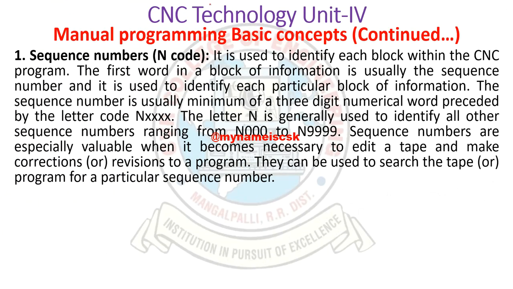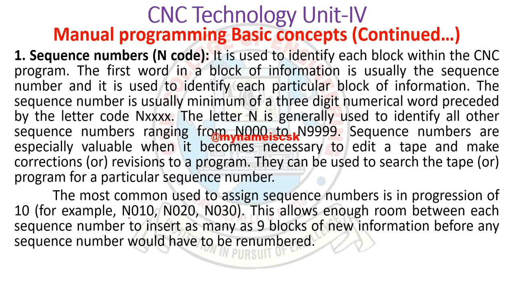By this you have to write the programming. So coming to the sequence number, generally we assign sequence numbers from N0000 to N9999. So up to a maximum of 4 digits we can write the sequence number. And generally when we are writing, you shouldn't write like N01, N02 continuously. Generally we write N10, N20, N30.